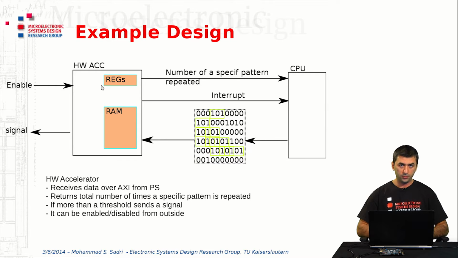For now, to make the problem simple, I say that the total number of chunks of data that the hardware accelerator processes each time is limited to 32. So each time it will practically receive 32 chunks of data. For each chunk of data, it searches for the occurrences of the pattern, it counts total occurrences, it counts per chunk occurrences, and based on that, it generates the signal and the interrupt.